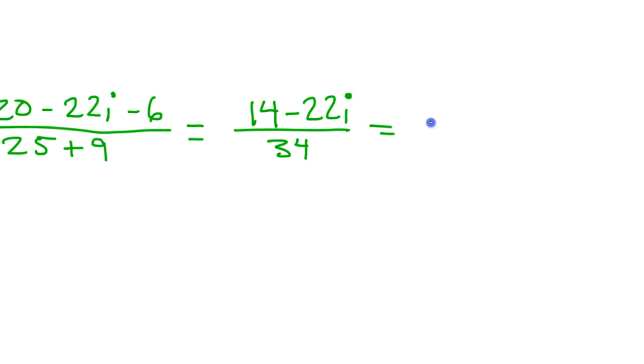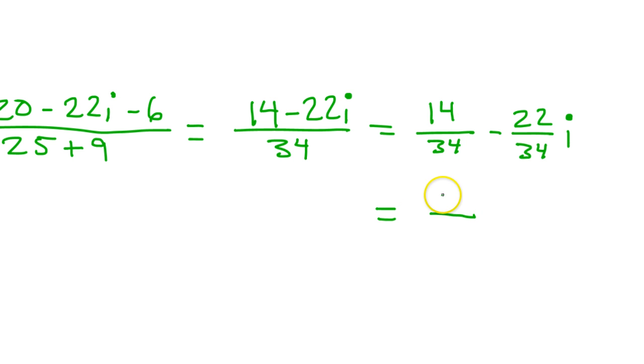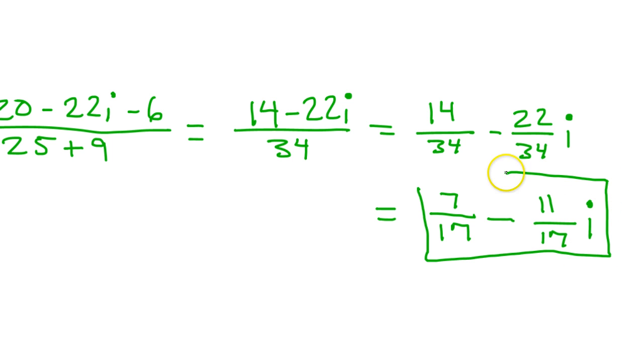2 separate fractions. So I have 14 over 34 minus, because of that minus, and then 22 over 34i. Now, I'm noticing that these are both even, so I definitely want to reduce. Dividing both of these by 2 is going to give me 7 over 17, and dividing both of these by 2 is going to give me 11 over 17. So make sure you reduce your fractions into lowest terms.